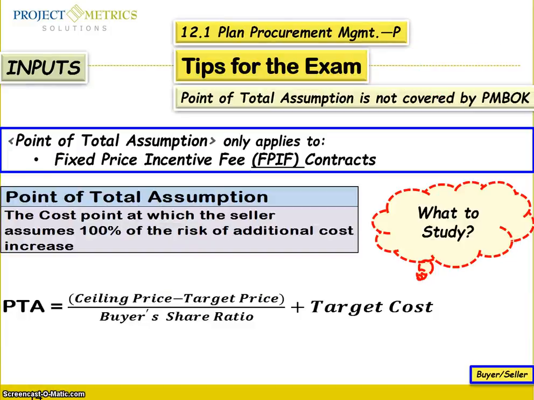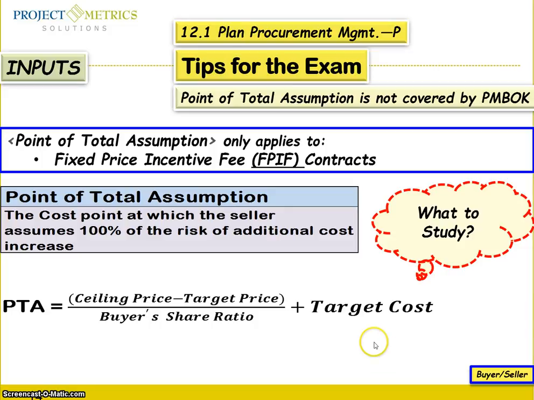Another equation is called the point of total assumption. It is not in the PMBOK guide, but here I have the equation for you. It is straightforward: the point of total assumption only applies to a fixed price incentive fee contract. What does that mean? It is the cost point at which the seller assumes 100% of the risk of additional cost increase. You have a deal with your seller to accomplish something, so you get to the point where he will take the risk if any extra money should be paid.